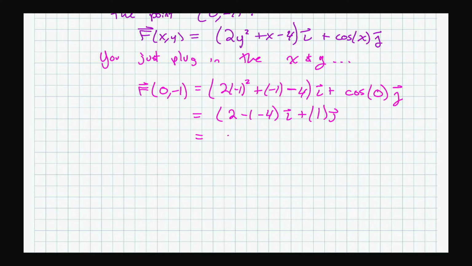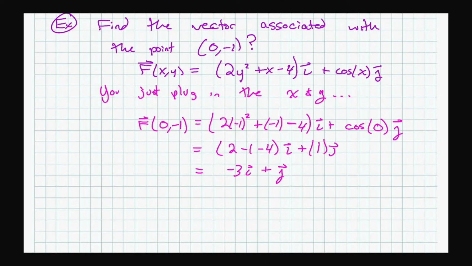So what do we get? -3i plus j, I suppose. Did I fail to add? Hold on. Oh, yes, I didn't fail to add. I just plugged in the wrong place. So this was x. Oops. You have an x right here. X was supposed to be 0, but I put in a -1. So let's fix that.